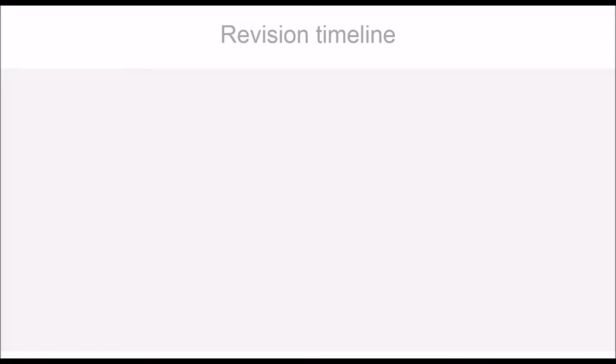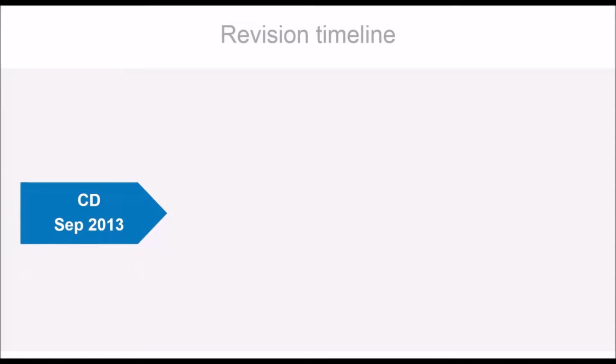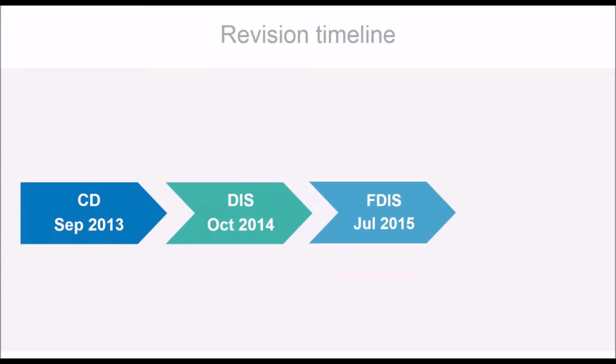Okay, so how long will this take? Well, reviewing a standard takes time due to the way the standards are drafted. In each stage of the process, the draft must go out to ISO members for comments and to be voted for. This means everyone is involved in the development, and only when there is a consensus will the standards be published. Currently, we are at the final draft stage, and we are expecting the published versions in September.